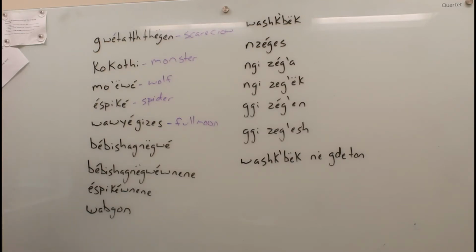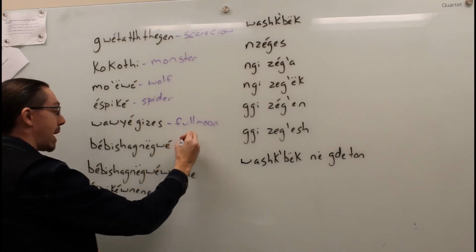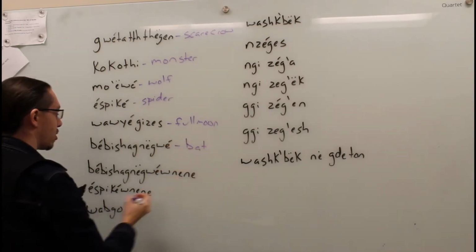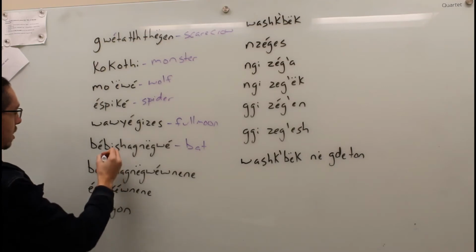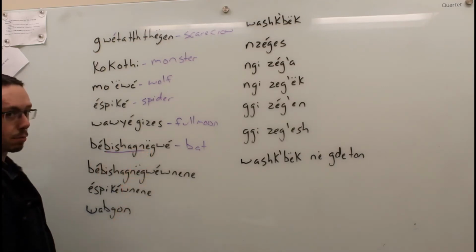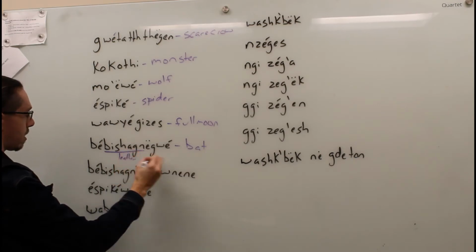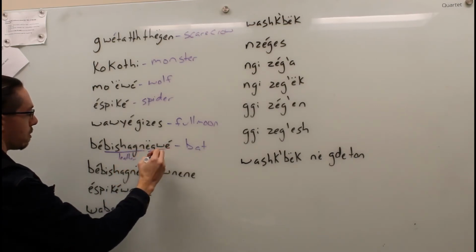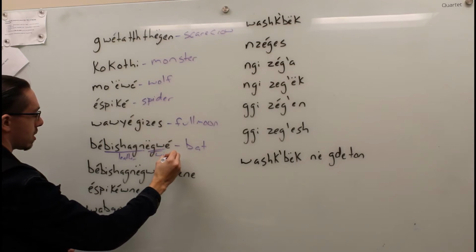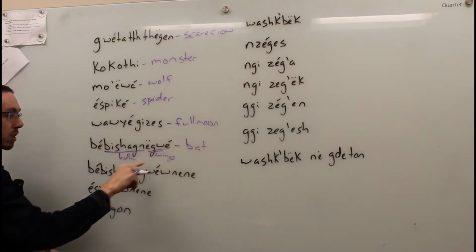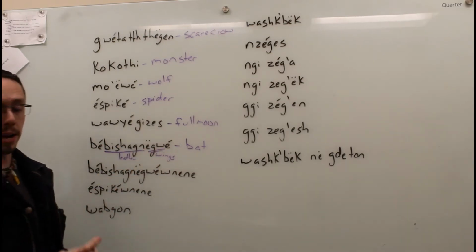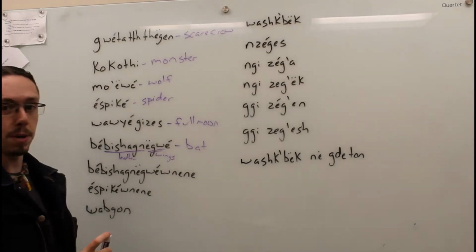Babishagnagwe is a bat. So, how that works there. Bishagan is leather. Gwa refers to wings. This kind of makes it the one with leather wings. A bat, the one with leather wings. Babishagnagwe.